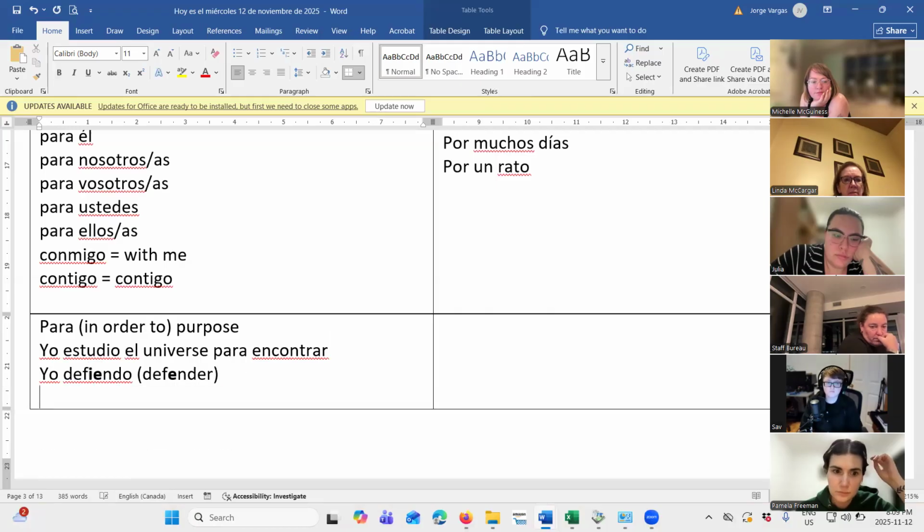Okay, we know that it's a stem changing verb. And I know how to conjugate ER verbs, like comer. Yo como, tú comes, etc., etc. So if I want to say I defend, you say yo defiendo. How will you say you defend? Tú defiendes. It's an ER verb. Excelente, Michelle.